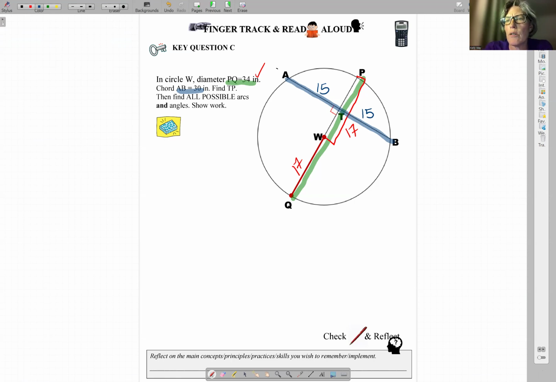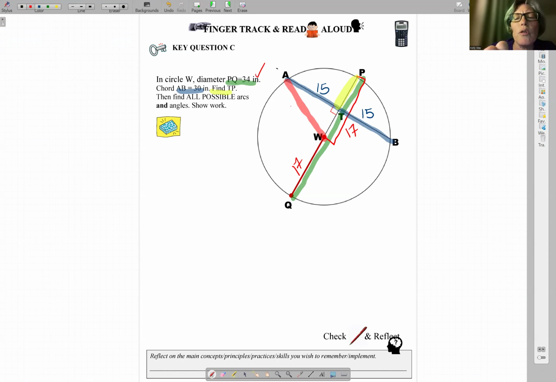Find all possible arcs and angles. And you're like, what can I find? And we're ultimately wanting to find TP, which is only a little segment. So when you're stuck, you always want to either look for or make a right triangle. And remember, all radii are of equal length. So I could take this QW and I can move it anywhere that I might find useful, which in this case would be right here.